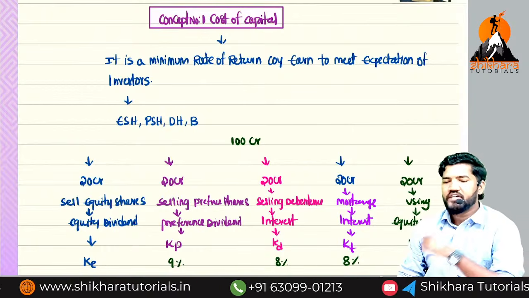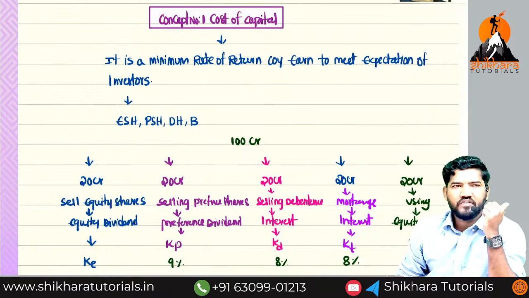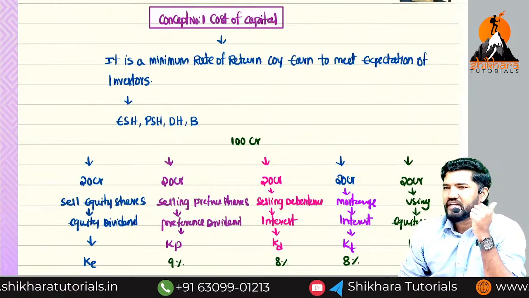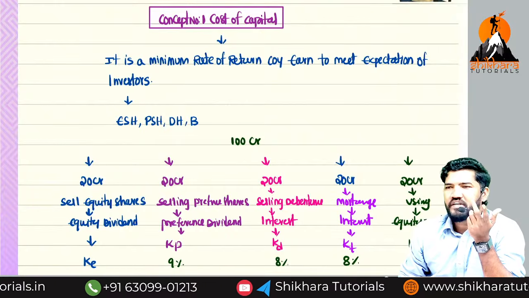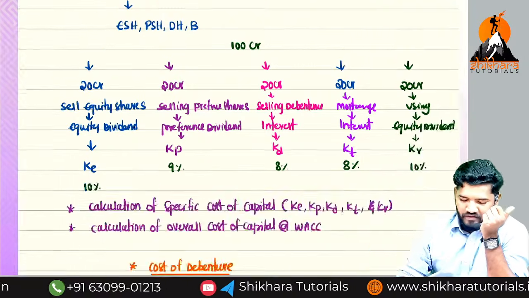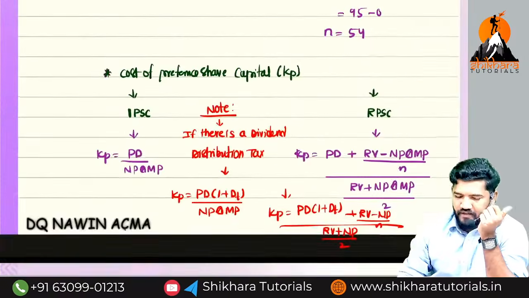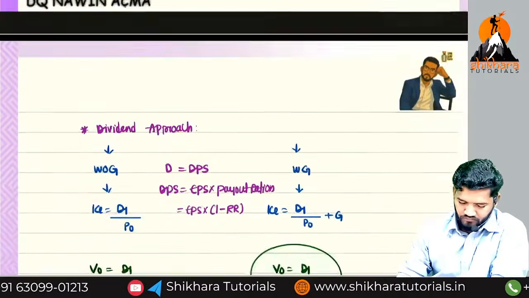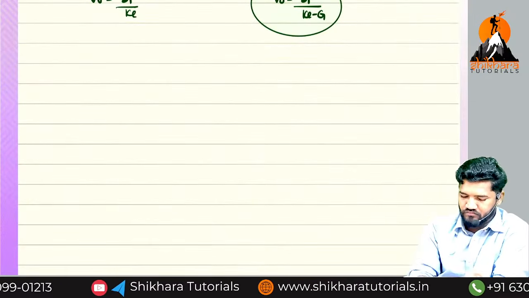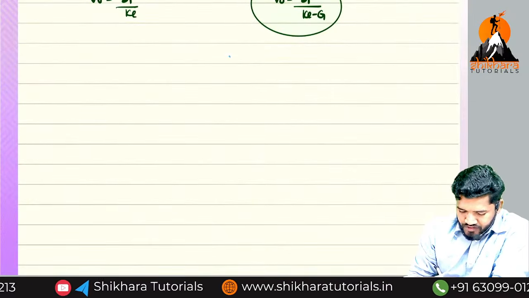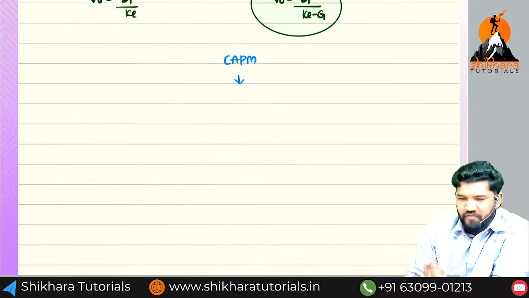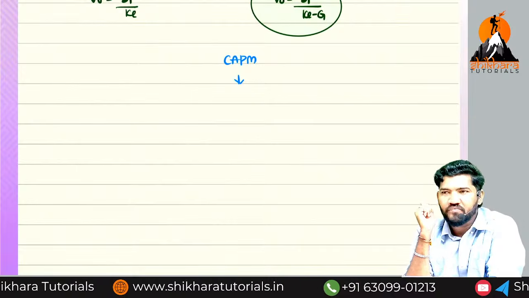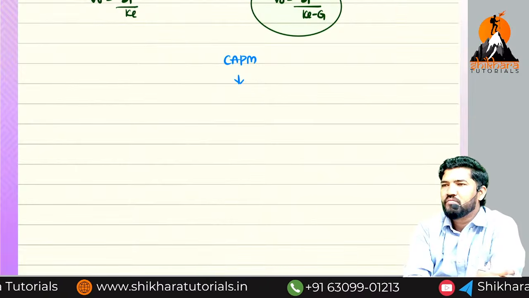I think yesterday we completed the concept of KD calculation and KP calculation, right? And we also started KE; the earning approach is completed and the dividend approach is completed. The next model is CAPM. I hope everyone knows the full form of CAPM: capital asset pricing model.